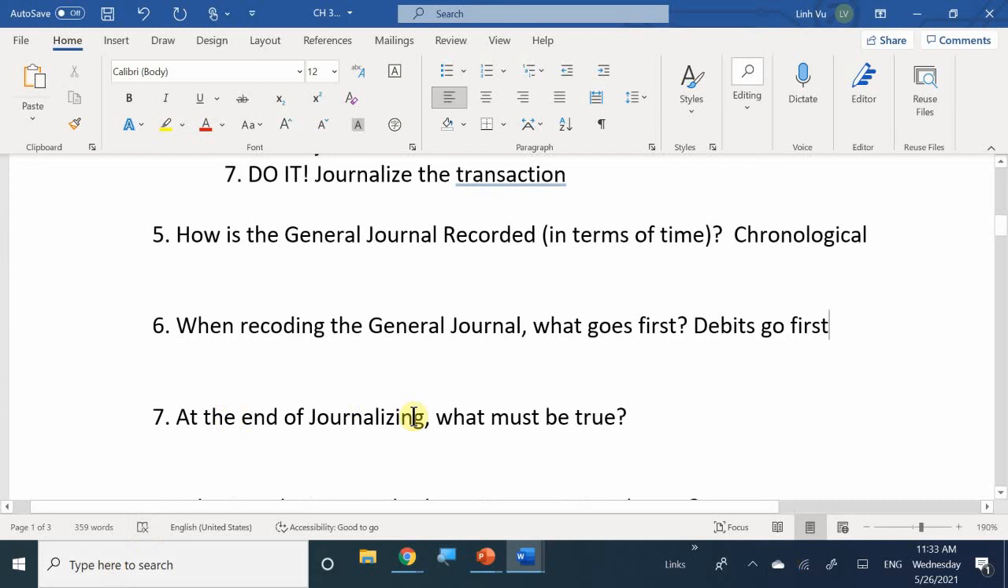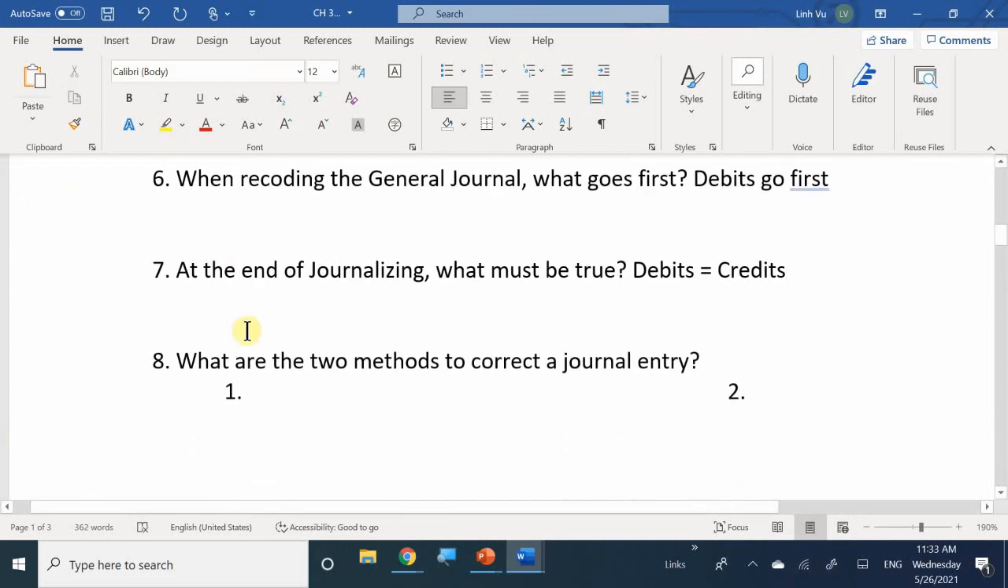Okay. At the end of journalizing, what must be true? Total debits equal total credits. Good. Debits equal credits. Good. All right. 8. Okay, what are the 2 methods of correcting journal entries? Reverse.